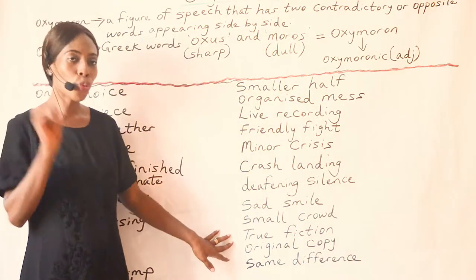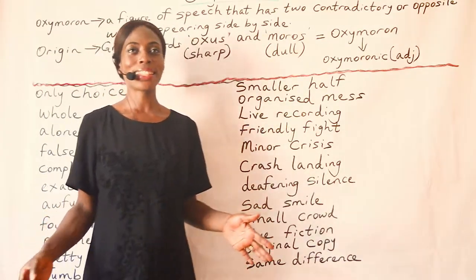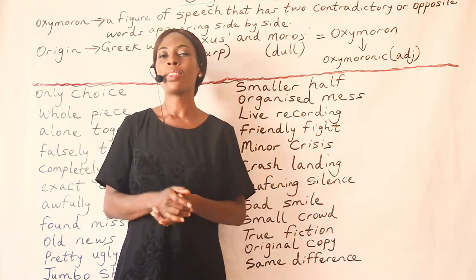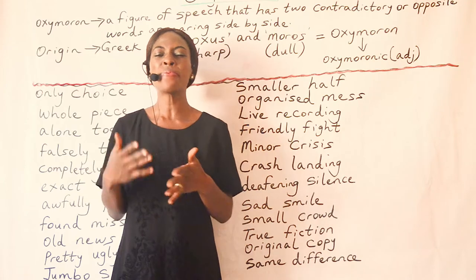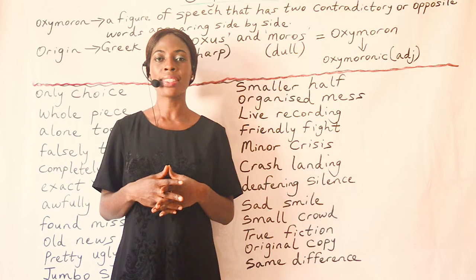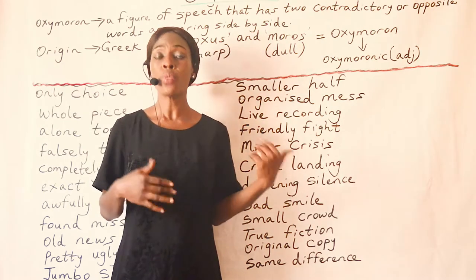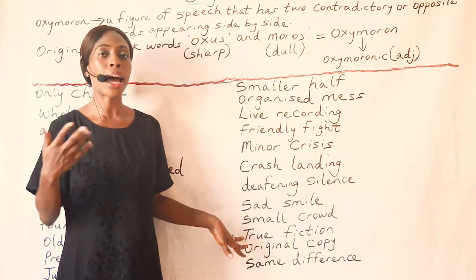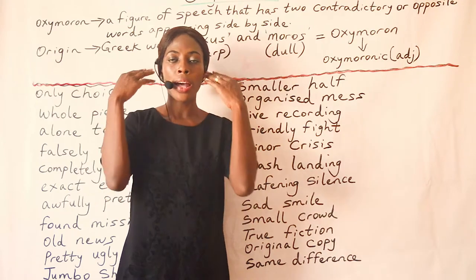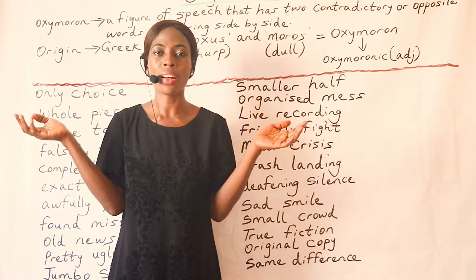Then we have true fiction. True is something real, something not faked. You didn't fake it, it's genuine, it's real. Then fiction is something not true, it's not real, it didn't happen. True, something that happened, yes, but fiction did not happen, it's either you imagined it or you just got it from wherever, it's not true.